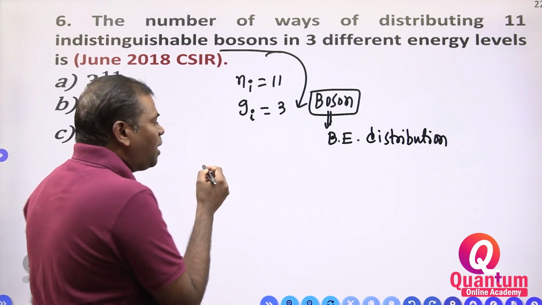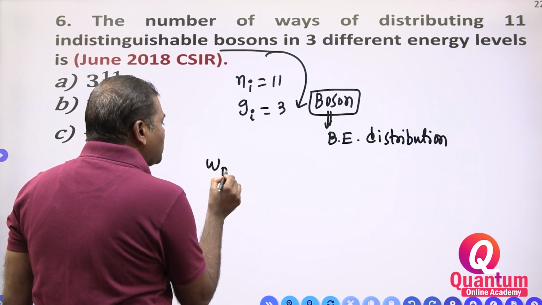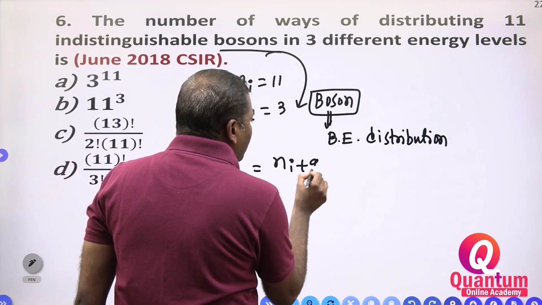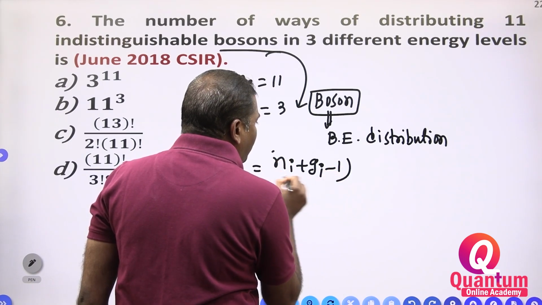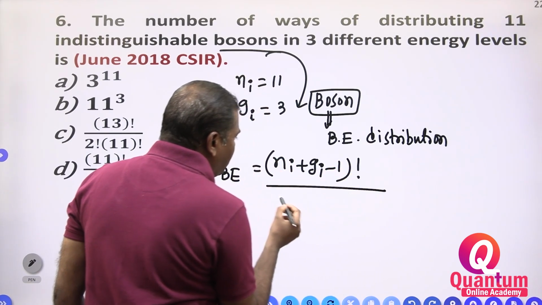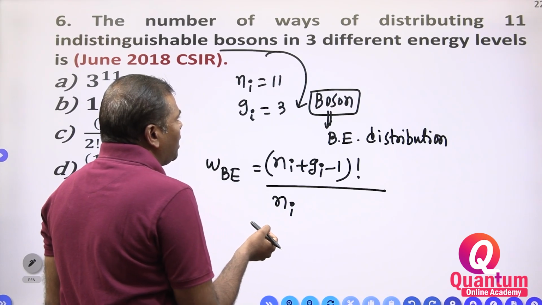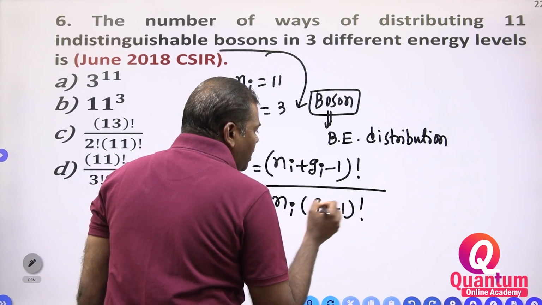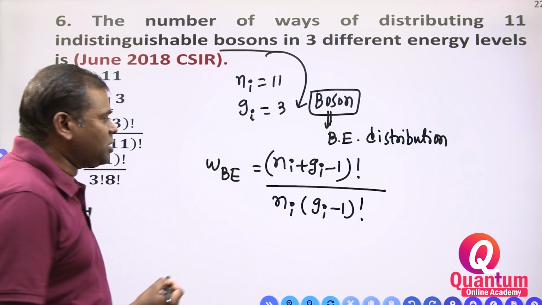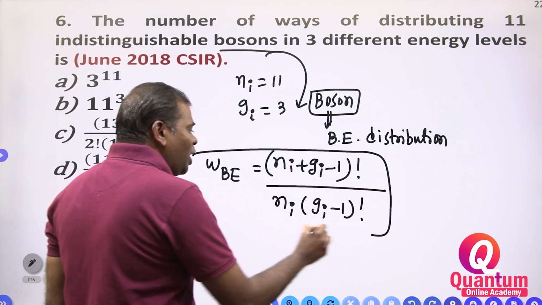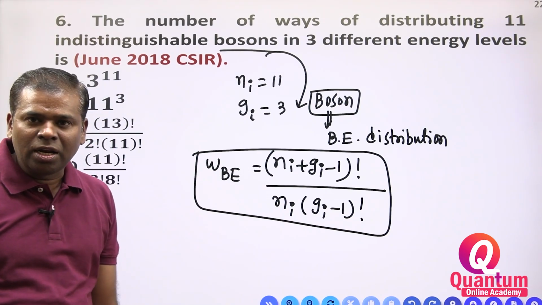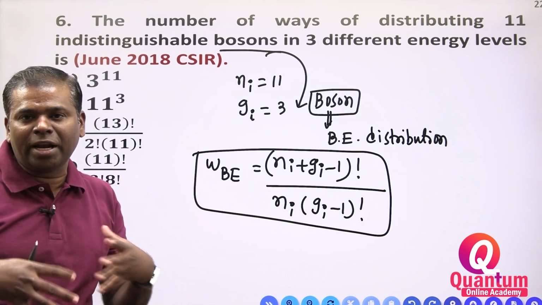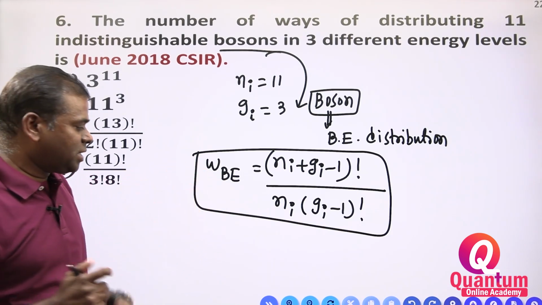The thermodynamical probability for Bose-Einstein is equal to (Ni plus Gi minus 1) factorial divided by Ni factorial into (Gi minus 1) factorial. This is the Bose-Einstein distribution law, or the thermodynamical probability of the Bose-Einstein distribution.